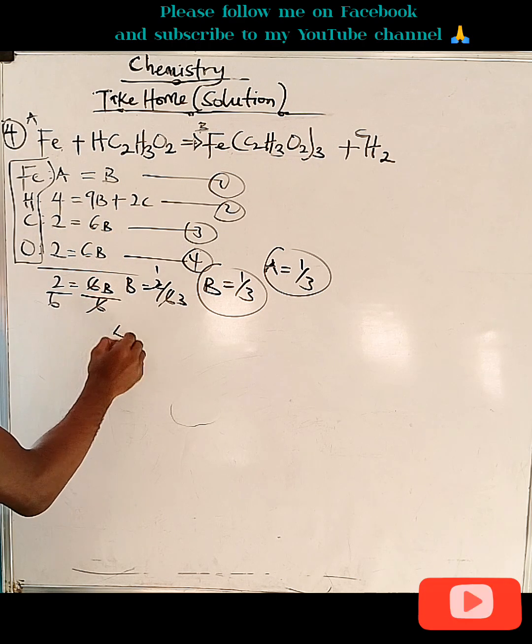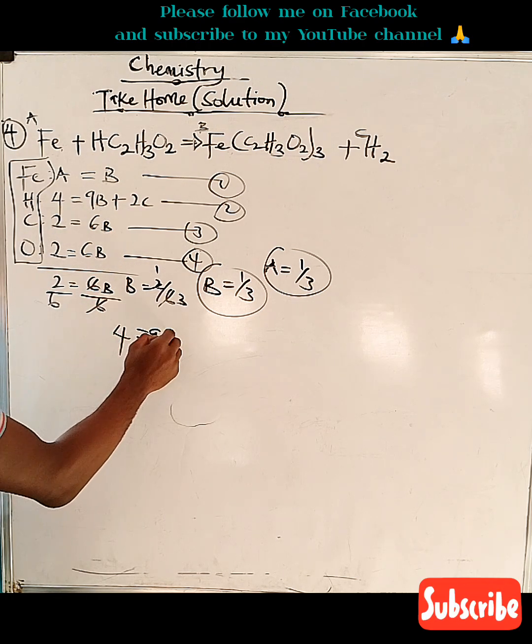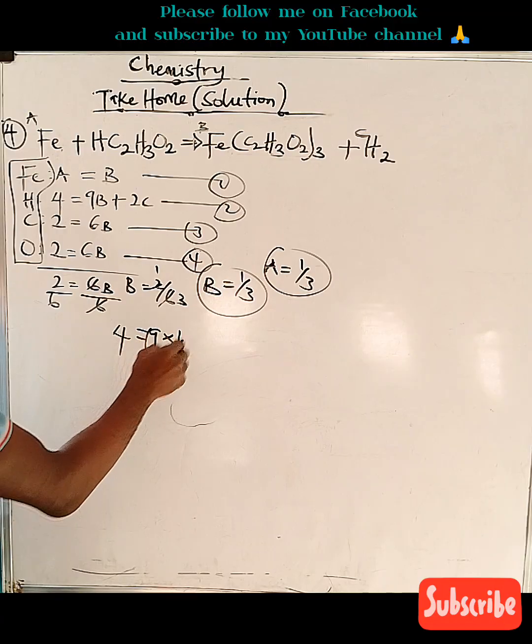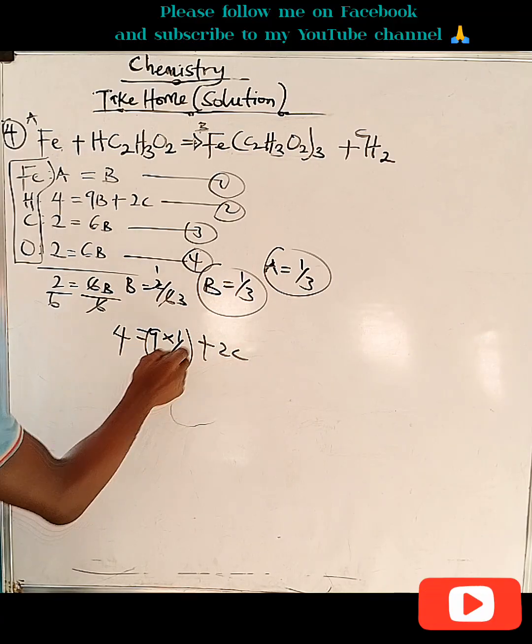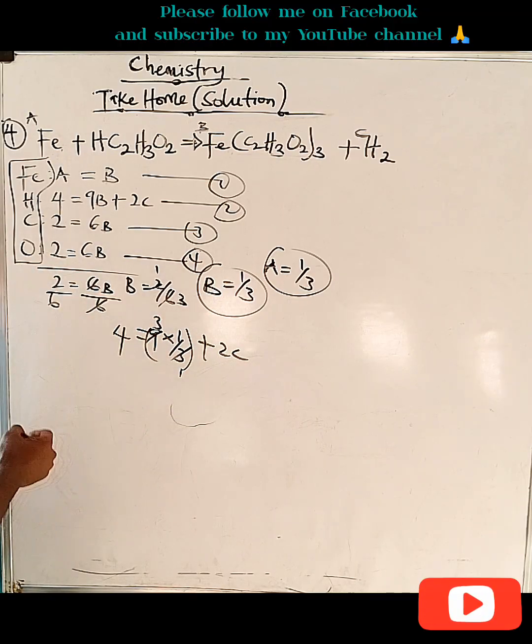So what do we have? We have 4 equals 9 times B, that's 9 times 1 over 3, plus 2C. 3 into 9 is 3.